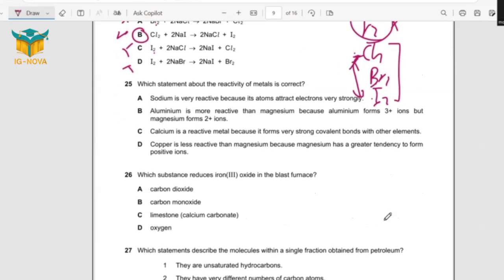25. Which statement about the reactivity of metals is or are correct? Sodium is very reactive because its atoms attract electrons very strongly. Mistake. The idea of a metal is to lose electrons, not attract. Aluminum is more reactive than magnesium because aluminum forms 3 plus.